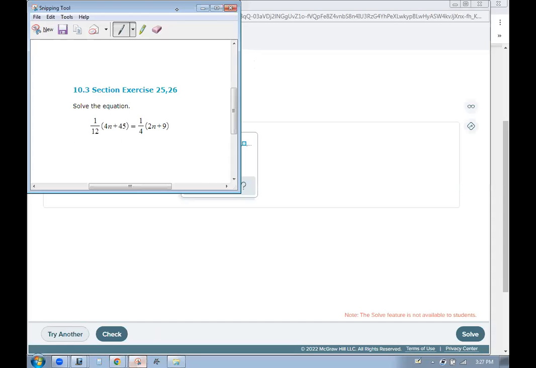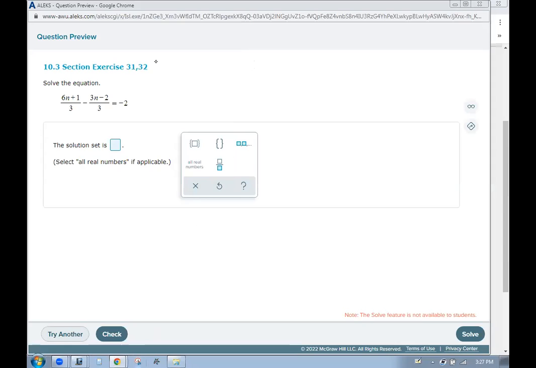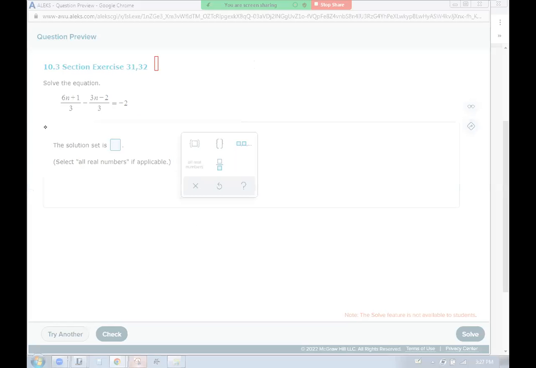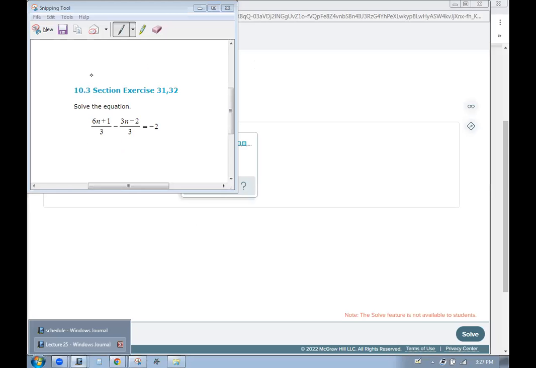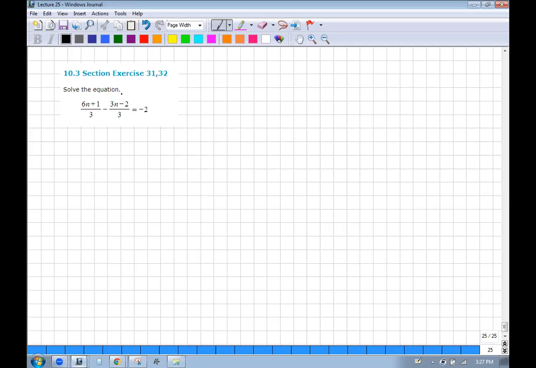There's more fractions. Okay. We can get rid of these fractions again. Multiply everything by 3. 3 over 3 is 1. I have a minus. Gotta be careful here. 3 over 3 is 1 again. So I have a 3n minus 2.